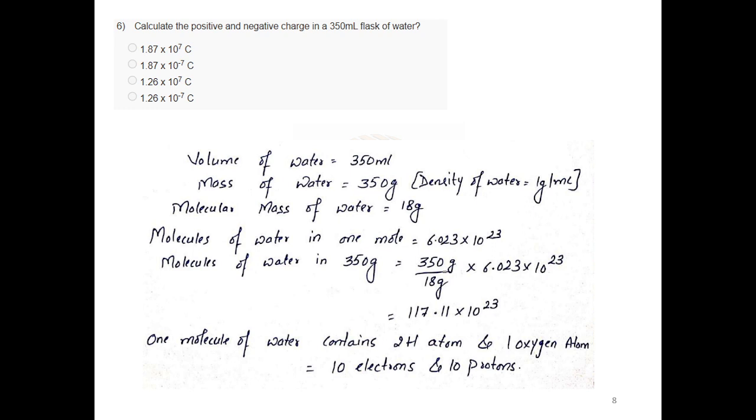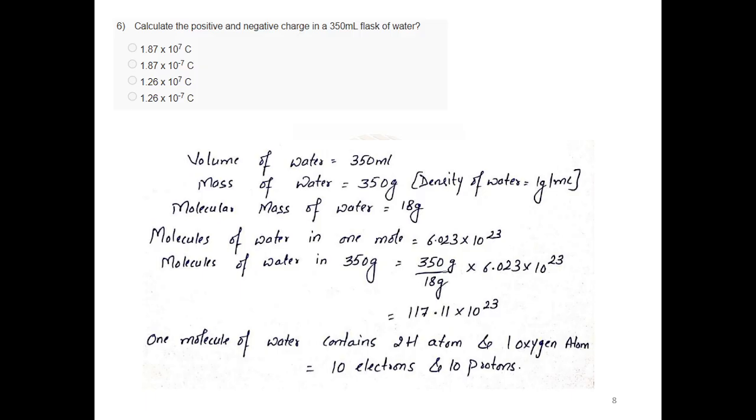Molecular mass means it is 18 gram per mole. So you know that per mole, the number of water molecules will be 6.023 into 10 to the power 23, and you can calculate the molecules of water in 350 grams. That is quite easy. In 18 gram you have 6.023 into 10 to the power 23 molecules, and per gram this is basically dividing by 18 gram, and you get the value for the mass of water, which is around 350 gram.